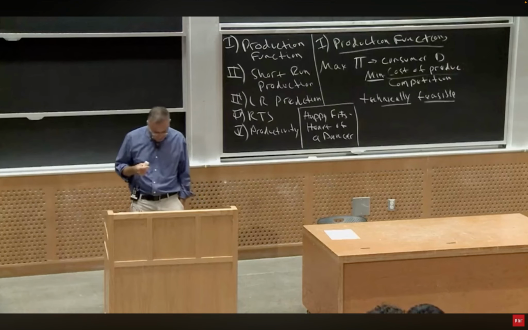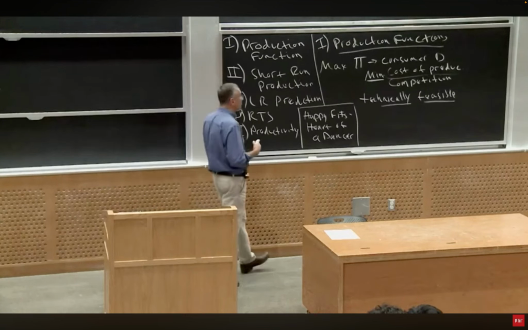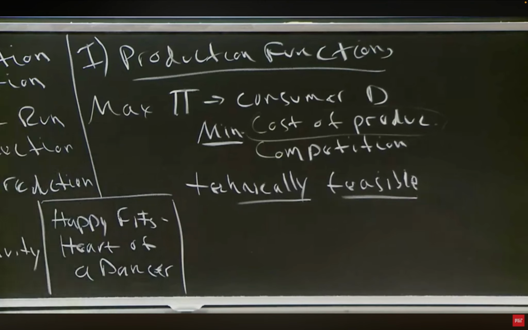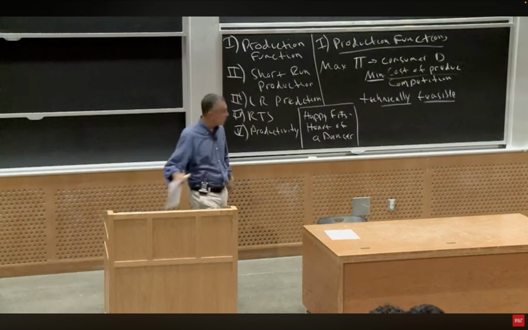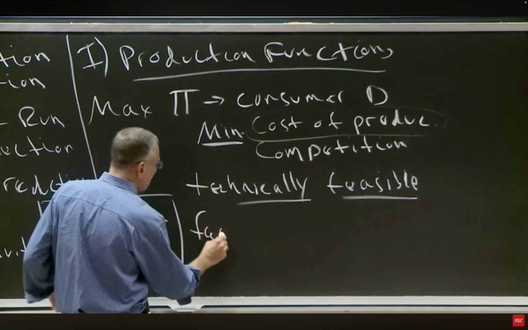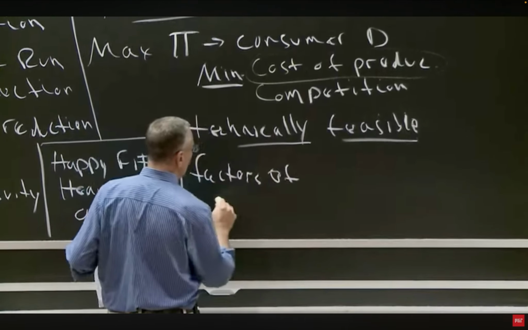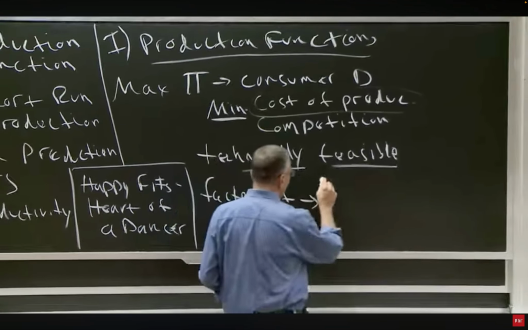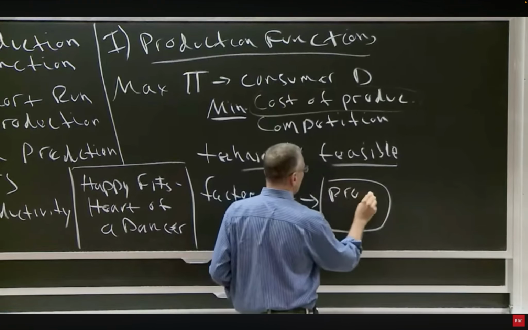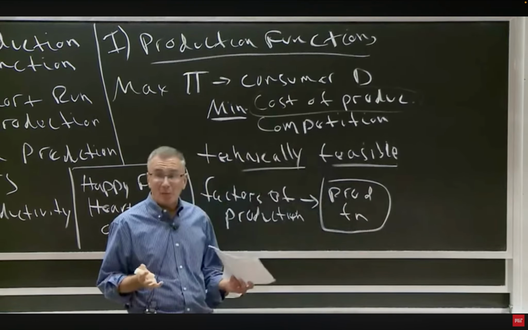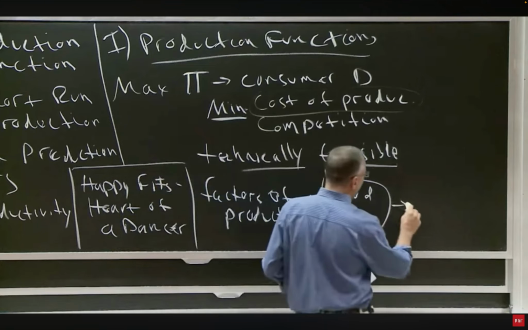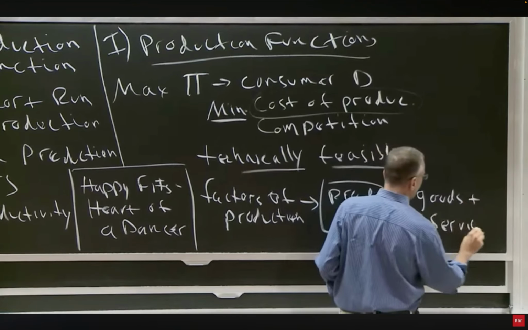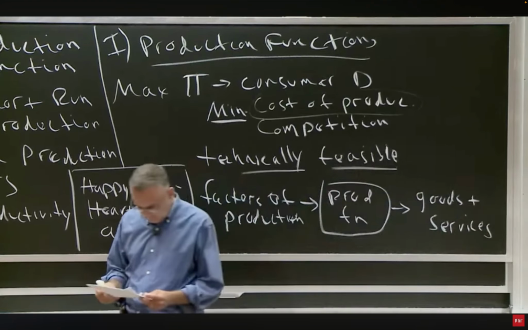Essentially, what this production function does is it takes as inputs factors of production. I'll come back to what those are in a minute. It takes factors of production, puts them through a production function, which is a black box we will express as a mathematical function, and out comes a production of goods and services. And that's the way we model the supply side.